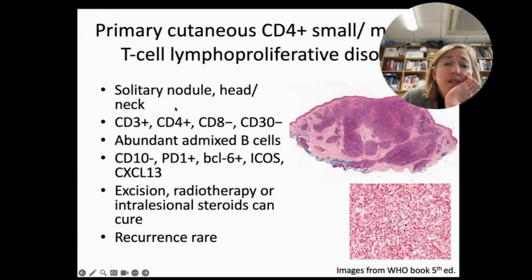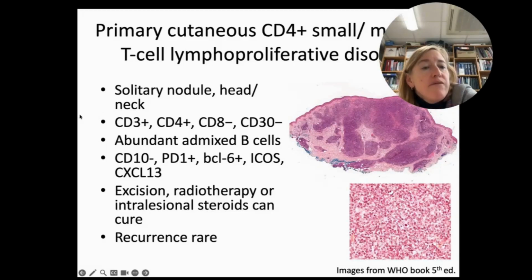The T cells are CD30 negative. There are often lots of B cells mixed in with them, and sometimes in the past, I've seen cases that have been misdiagnosed as cutaneous marginal zone lymphoma, which then got reclassified later on. It doesn't have CD10, but it does have other markers of follicular helper T cells like PD1. Basically, if you excise it or give the patient radiotherapy or intralesional steroids, it gets better and it virtually never recurs. So that's something that's good news.